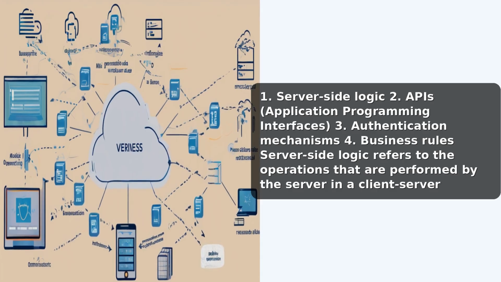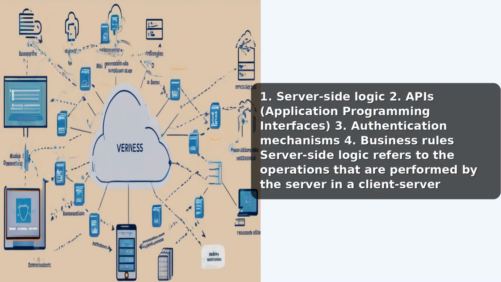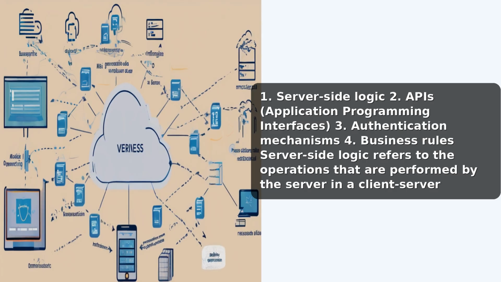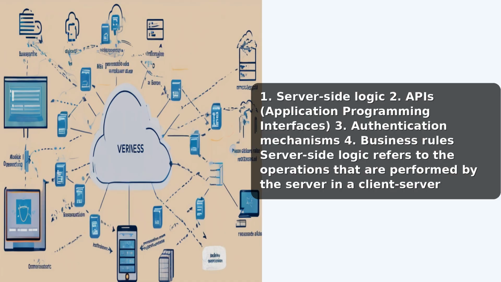Business rules are essentially the logic that governs the operations of a business application. These are predefined rules that determine how data can be created, stored, and changed. For example, a business rule might dictate that a user must confirm their email address before their account is activated.